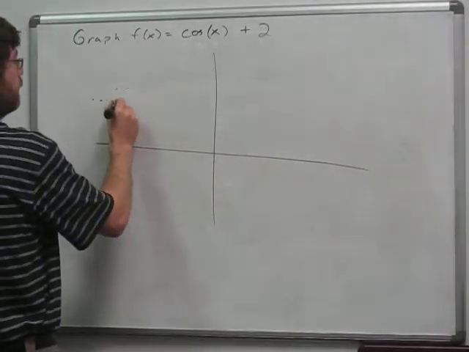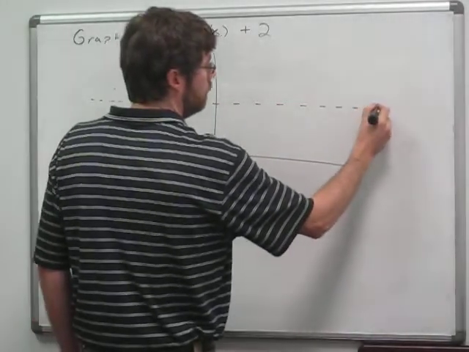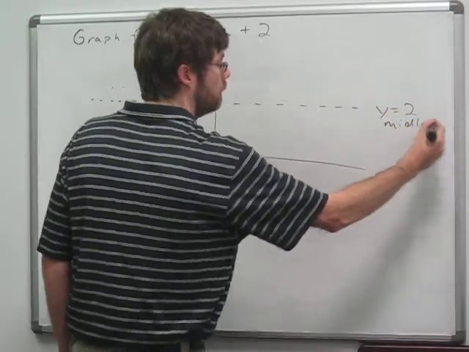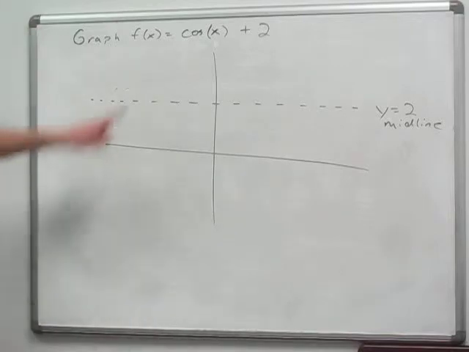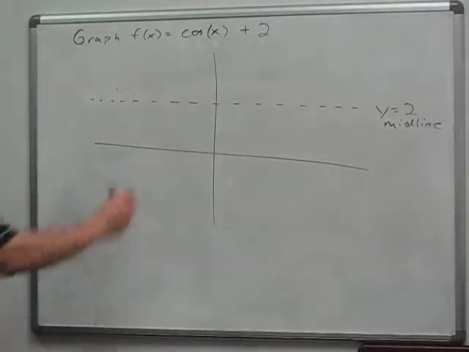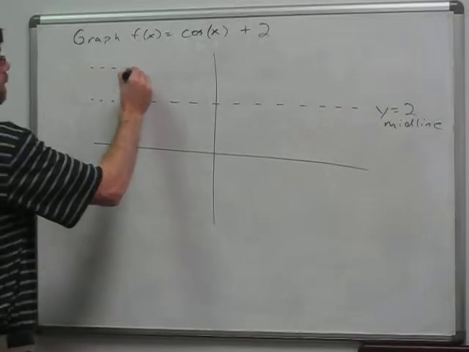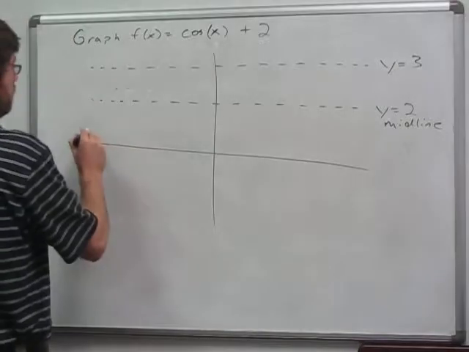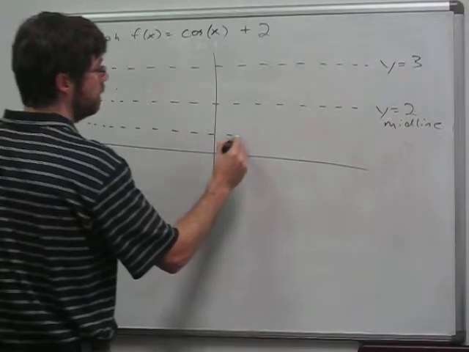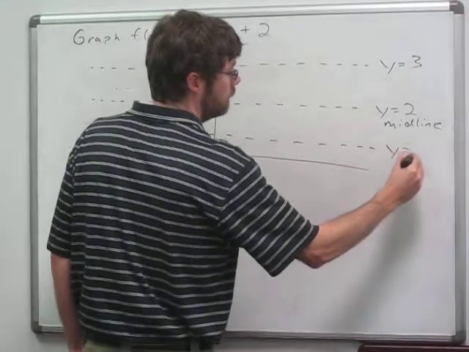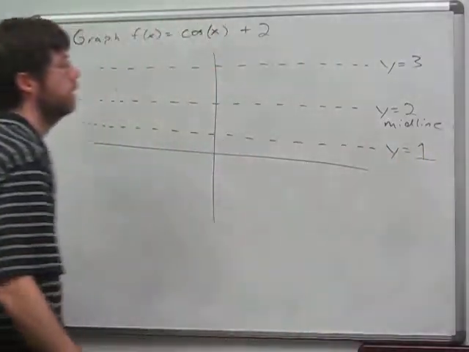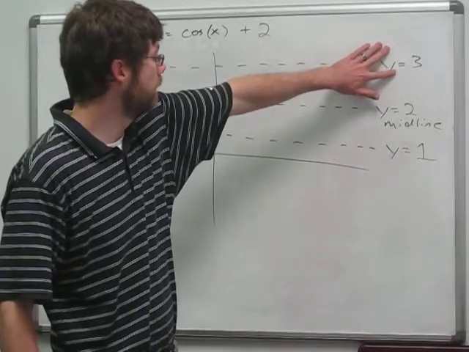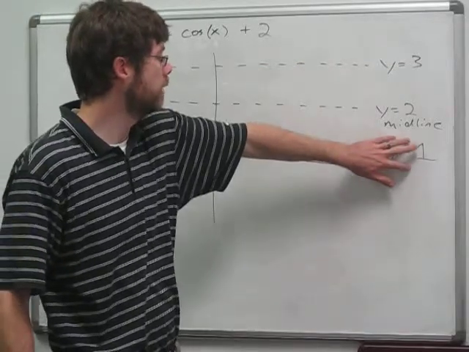So I'm going to put in the line y equal to 2. This is the midline. The amplitude of my function is 1, so I'm going to go 1 unit above the midline to y equal to 3, and 1 unit below the midline to y equal to 1. Okay. So this is the midline. This is the line where the maxes will fall. This is the line where the mins will fall.